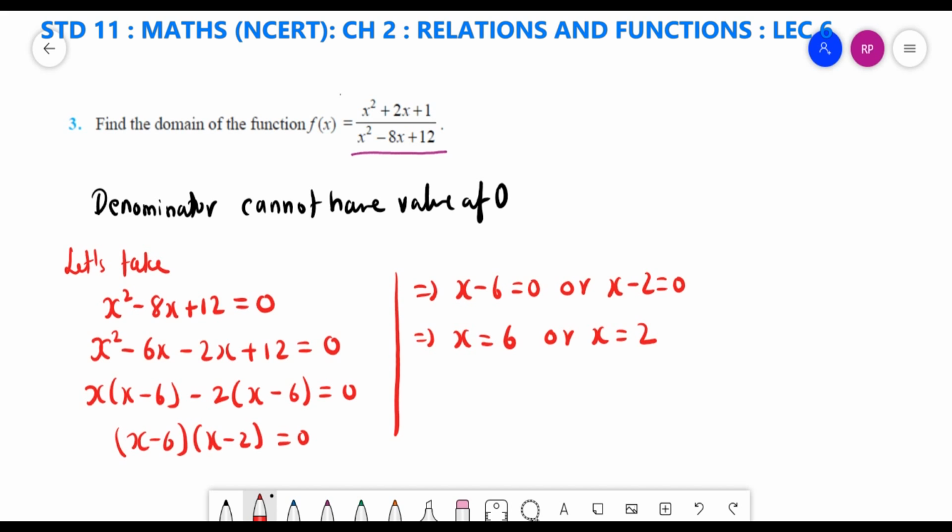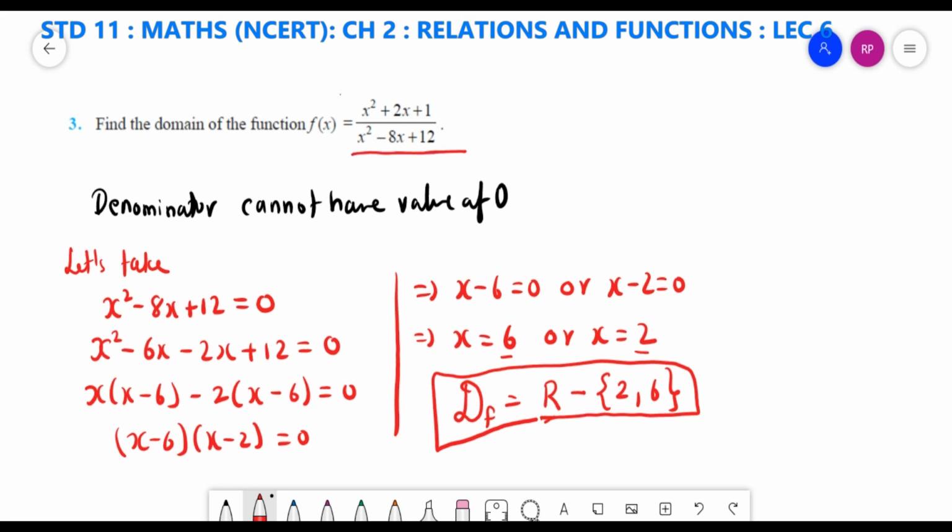Okay, so these are the two values where the denominator becomes 0 and the function becomes undefined. So you can take every value of x except 6 and 2. So I will say that the domain of the function is R minus {2, 6}. This means R, all the values, and from that you have to eliminate 2 and 6. Means you cannot take 2 and 6. Yeah. So this is our answer. Okay. So just note it down.